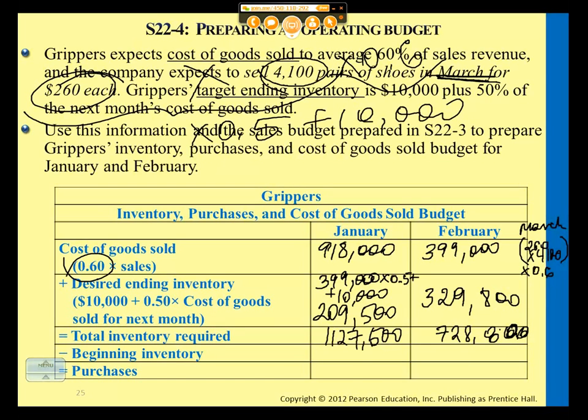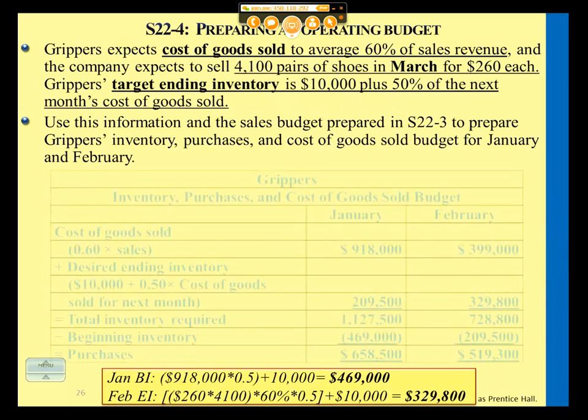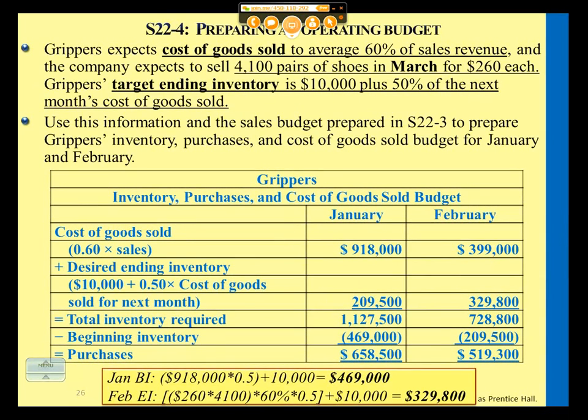I'm going to help you here. So to find my January beginning inventory, I'm going to take my cost of goods sold. I'm going to do the reverse. I'm going to take my cost of goods sold, I'll multiply it by that 50% of the next month, by that 0.5, and I'll add the 10,000. Okay? For my February ending inventory, we've done that. You know that already.